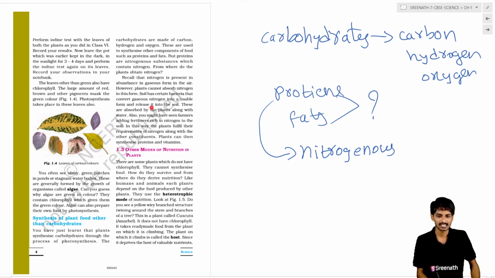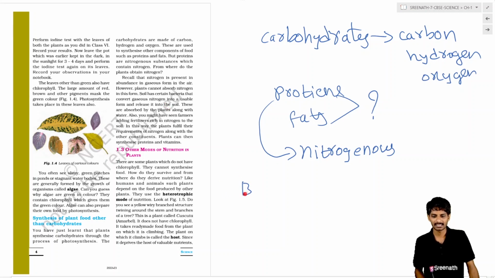Recall that nitrogen is present in abundance in the gases of the air. However, plants cannot absorb nitrogen in this form. So plants cannot absorb nitrogen directly from the air. Then what are plants doing to prepare proteins? Soil has certain bacteria that convert gaseous nitrogen into a usable form and release it into the soil.